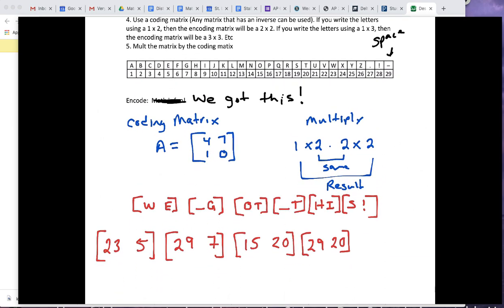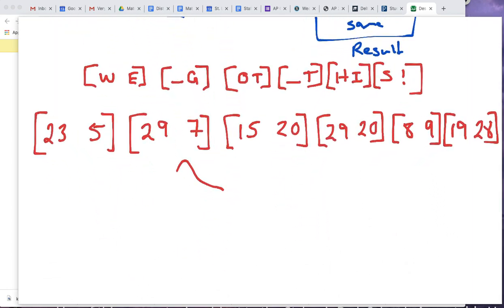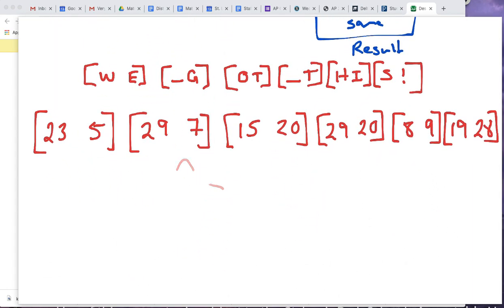The H is 8. The I is 9. And just using that up above, and then the S is 19, and the exclamation point is 28. So I have these matrices now. I have a matrix that represents each one of those two things.